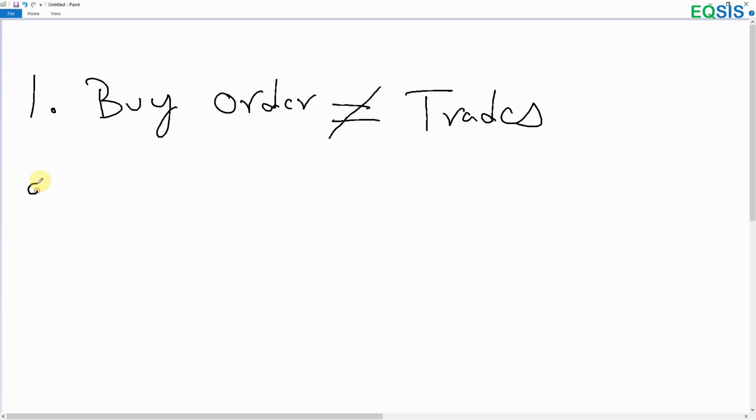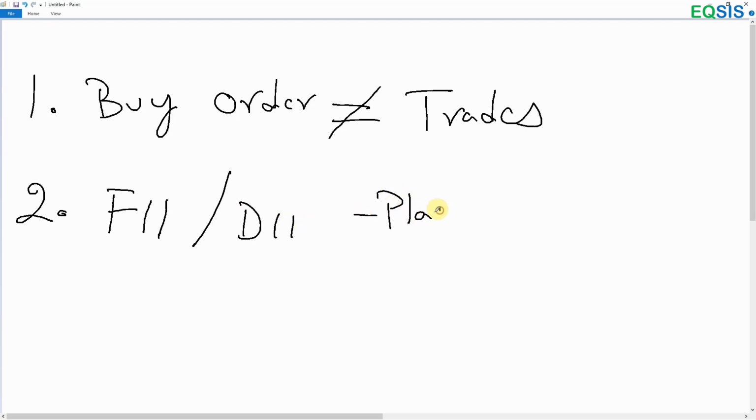Number two, now we need to understand how FII and DII, the institutions, place orders. If an institution really wants to buy lots and lots of shares, they don't simply place an order and wait in the queue until they find a seller. If I want to buy millions of shares, I don't place my orders in the queue, because others would quickly see that I'm in the queue and then I may not get the shares.